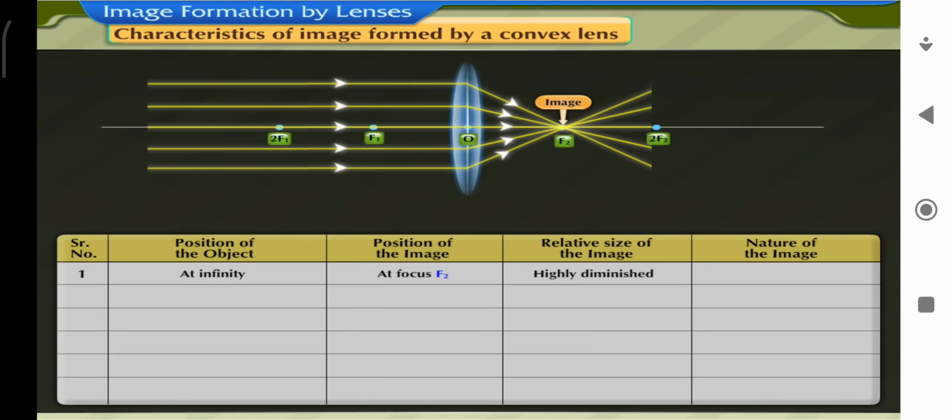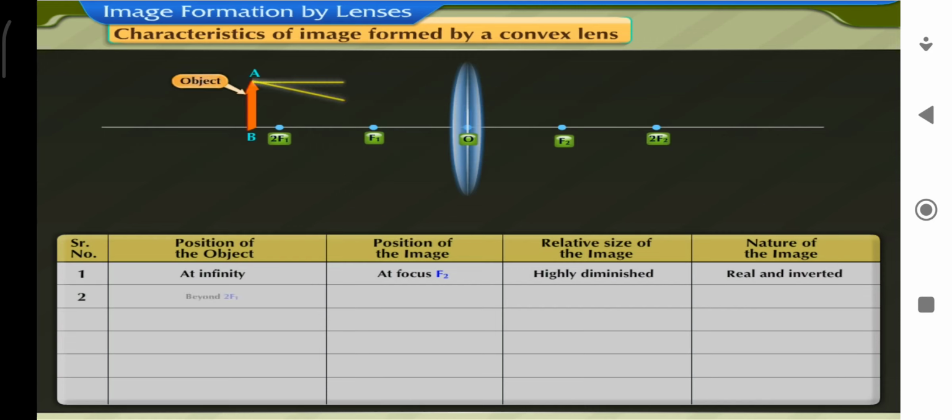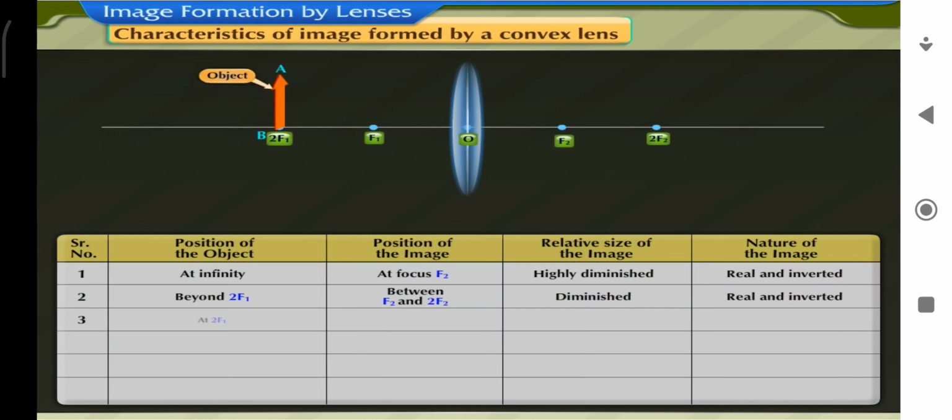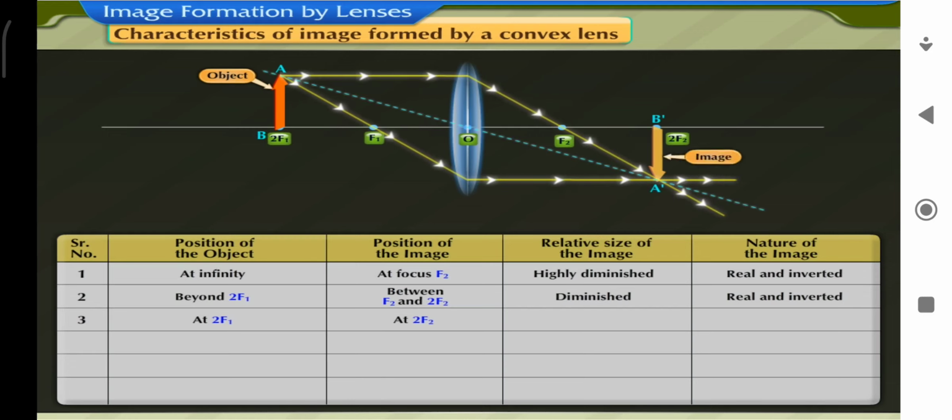The image is highly diminished or point-sized, and nature of the image is real and inverted. When object is placed beyond 2f1, the image is formed between f2 and 2f2. The image is diminished and nature of the image is real and inverted. When object is placed at 2f1, the image is formed at 2f2. The image is of same size as that of the object and nature of the image is real and inverted.